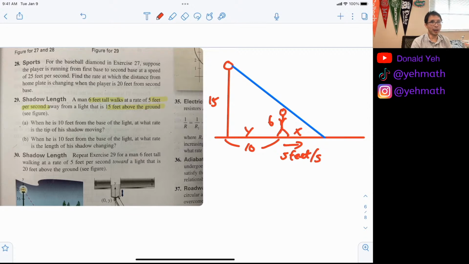The man's walking 5 feet per second. Is that dy/dt or dx/dt? I already assigned the x and the y. He's walking 5 feet per second and he's only walked 10 feet away, so wouldn't I be taking the measure of y? But then y is within x, and x is the part where he's relevant to the shadow that's created by the light. So wouldn't it be dx?